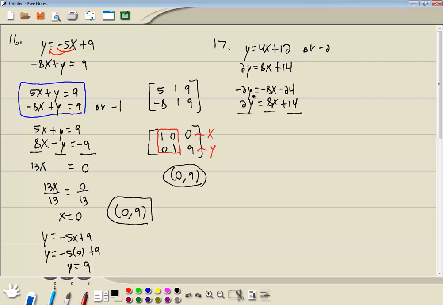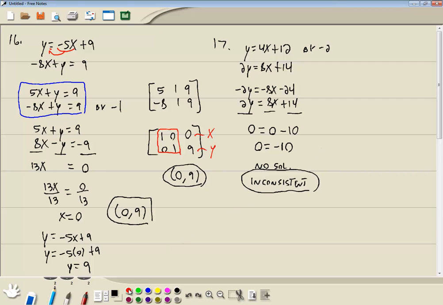Negative 2y plus 2y is 0. Drops away. Negative 8x plus 8x is 0. Negative 24 plus 14 is negative 10. So we end up with 0 is equal to negative 10. Well, I got a problem. Our variables disappeared again. When is 0 equal to negative 10? Never. That's our no solution, or the term that they're asking specifically for is inconsistent.